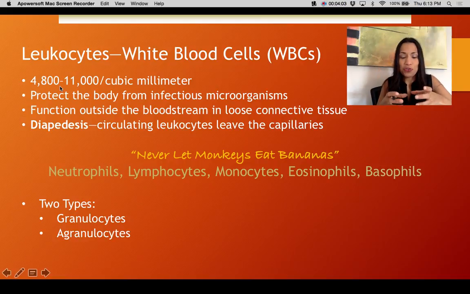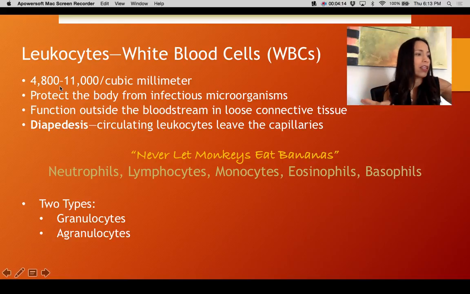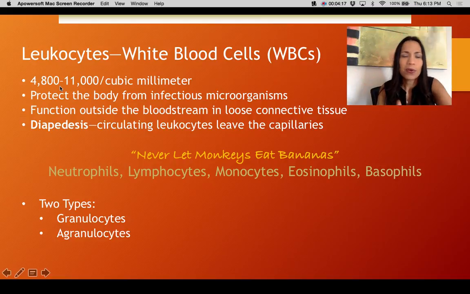If you are looking at a smear of blood, mostly you're going to see red blood cells and one white blood cell here, another there, another there. They are not that abundant. What is the function in general? They are defending us from all of them: bacteria, viruses, pathogens, allergens, all of those disgusting things that are trying to make us sick. So they're protecting us from the invasion and infection of microorganisms.